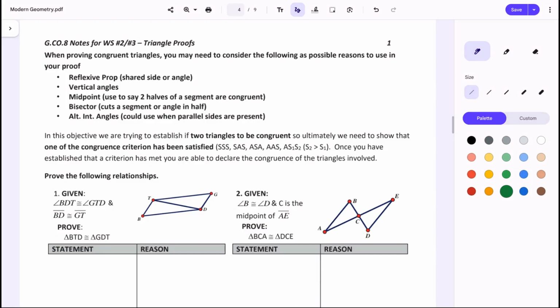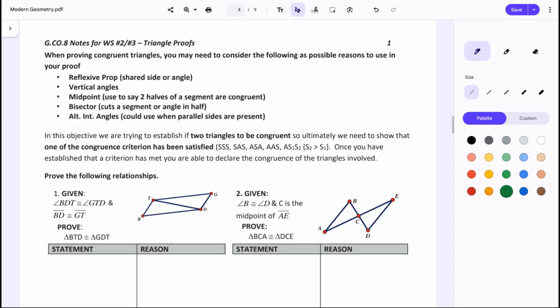Okay, we should all be on this page in our packet here. Today we're going to still use those congruence tests, but we're going to now start getting into the proofs. Like, how do we start to use those congruence tests in order to prove that two triangles in our picture are congruent to each other?